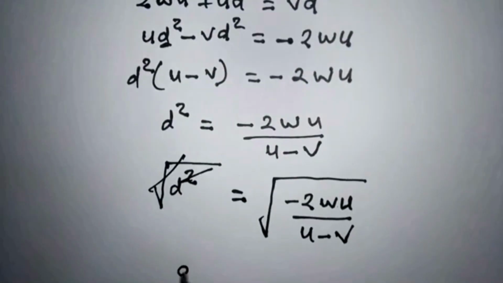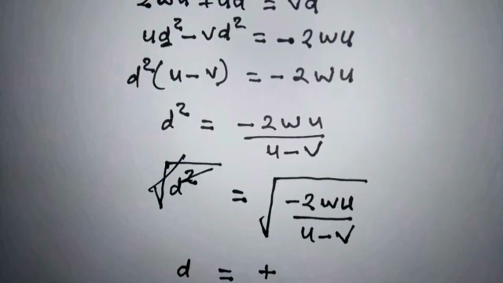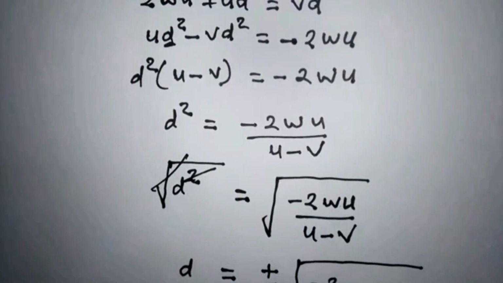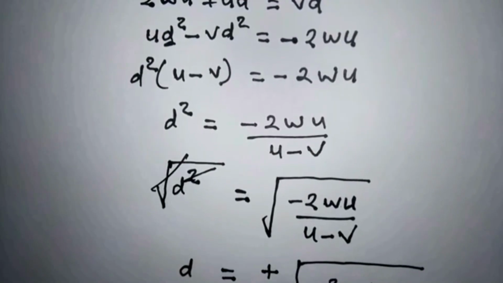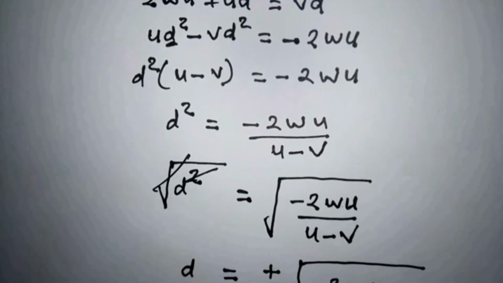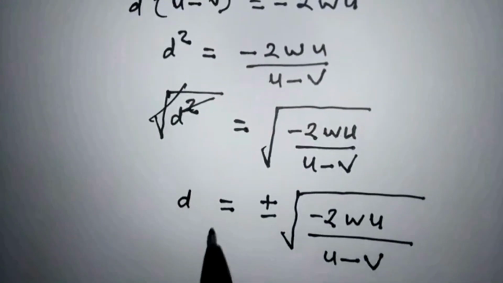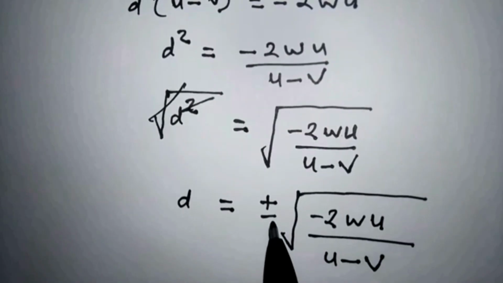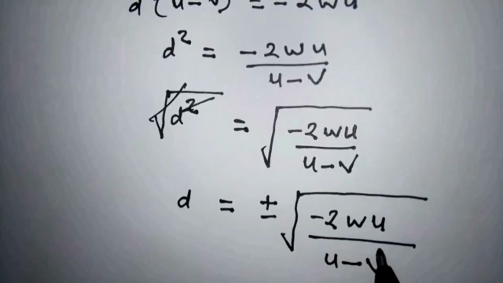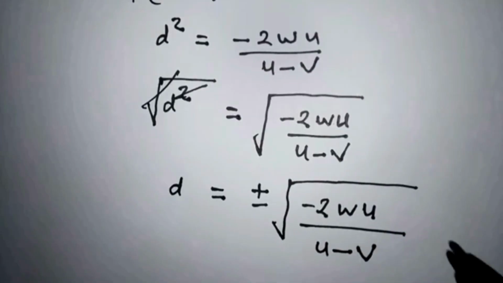This is giving us D equals plus or minus square root of negative 2W U over U minus V. This is giving us D equals plus or minus square root of negative 2W U over U minus V. And this is our final answer.